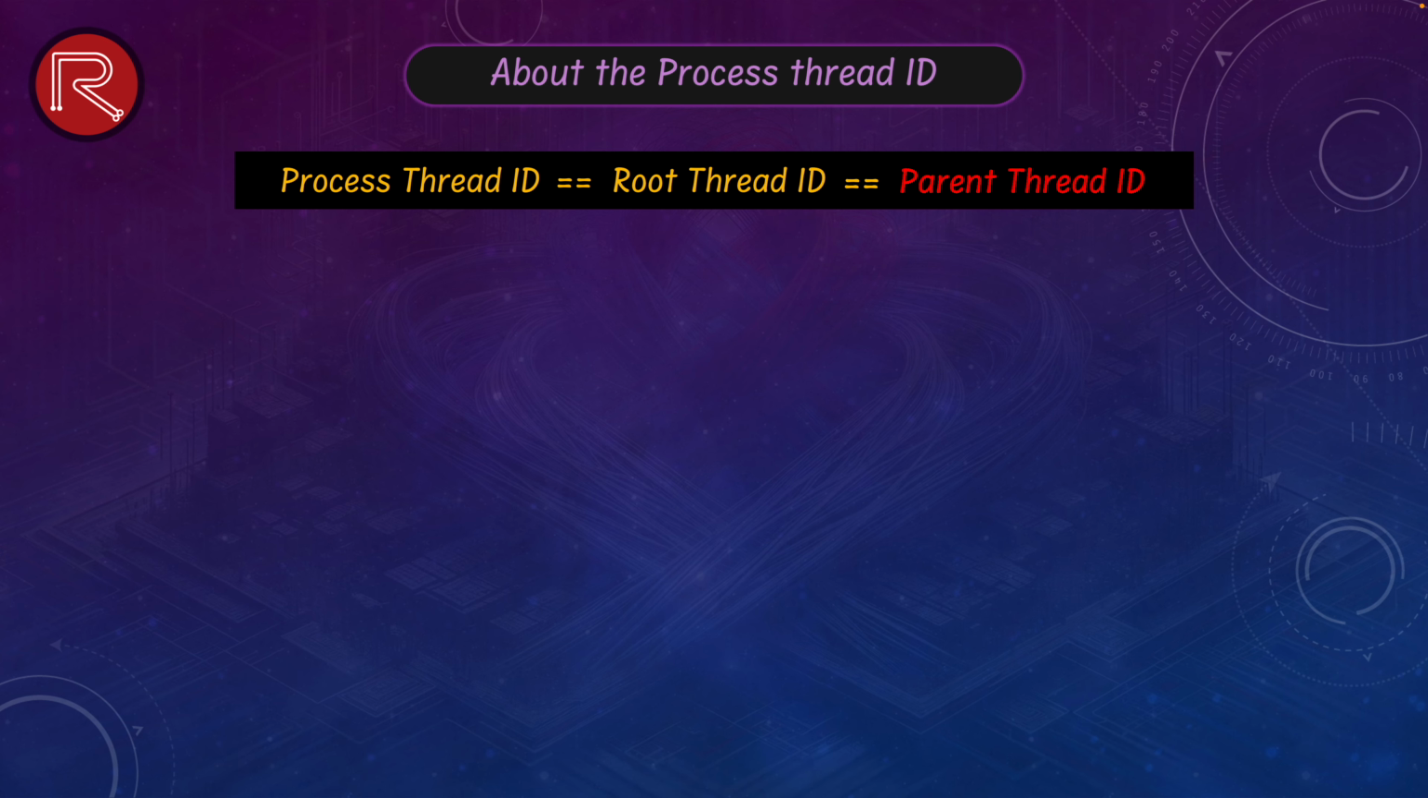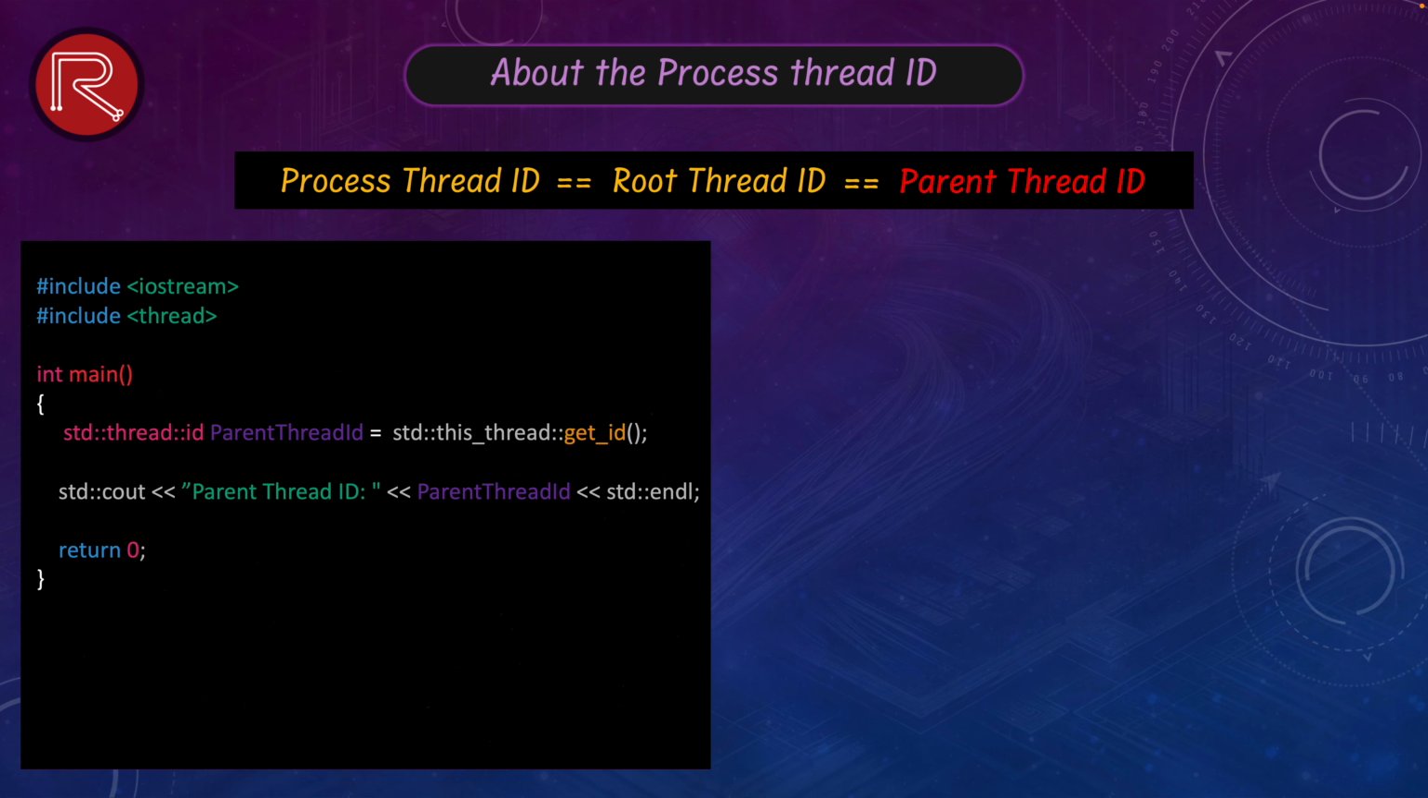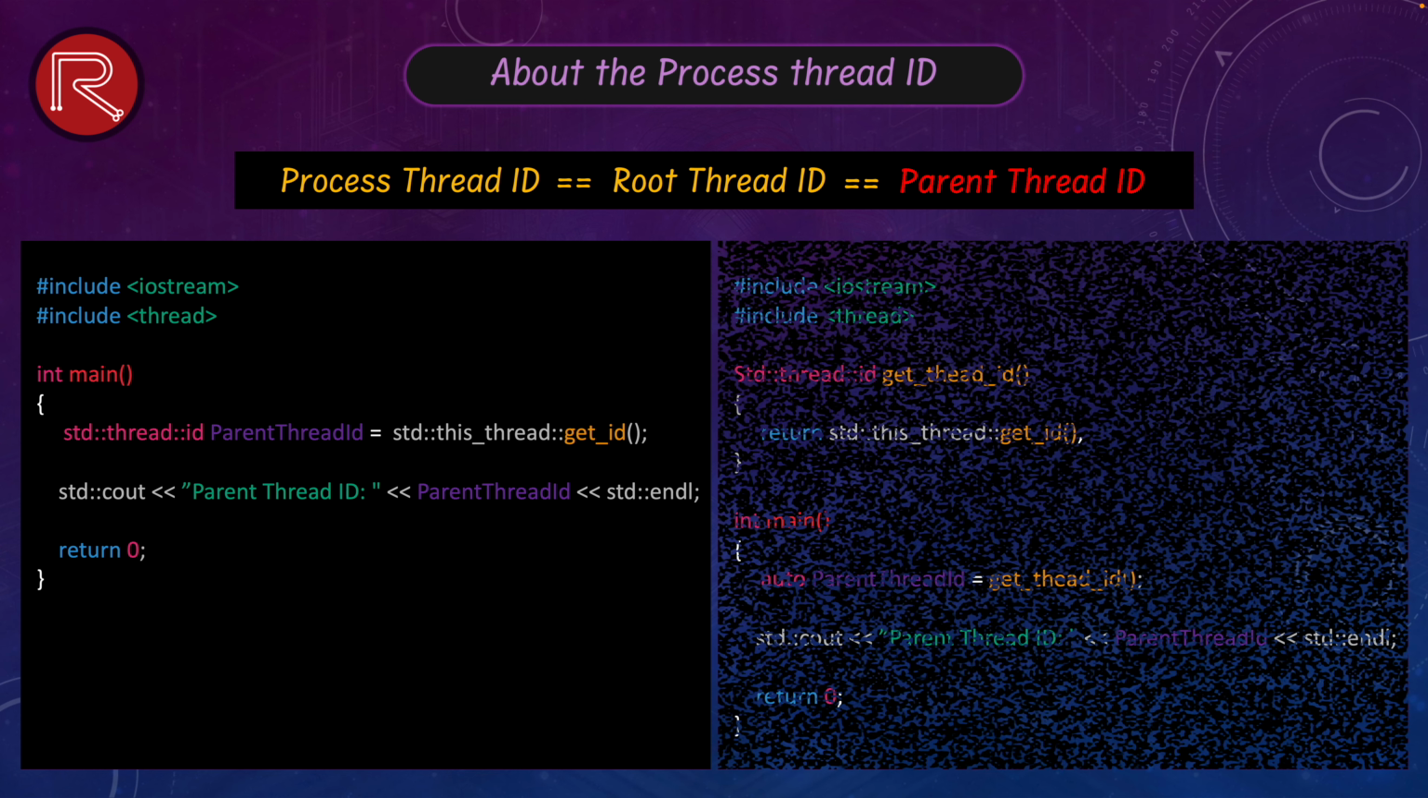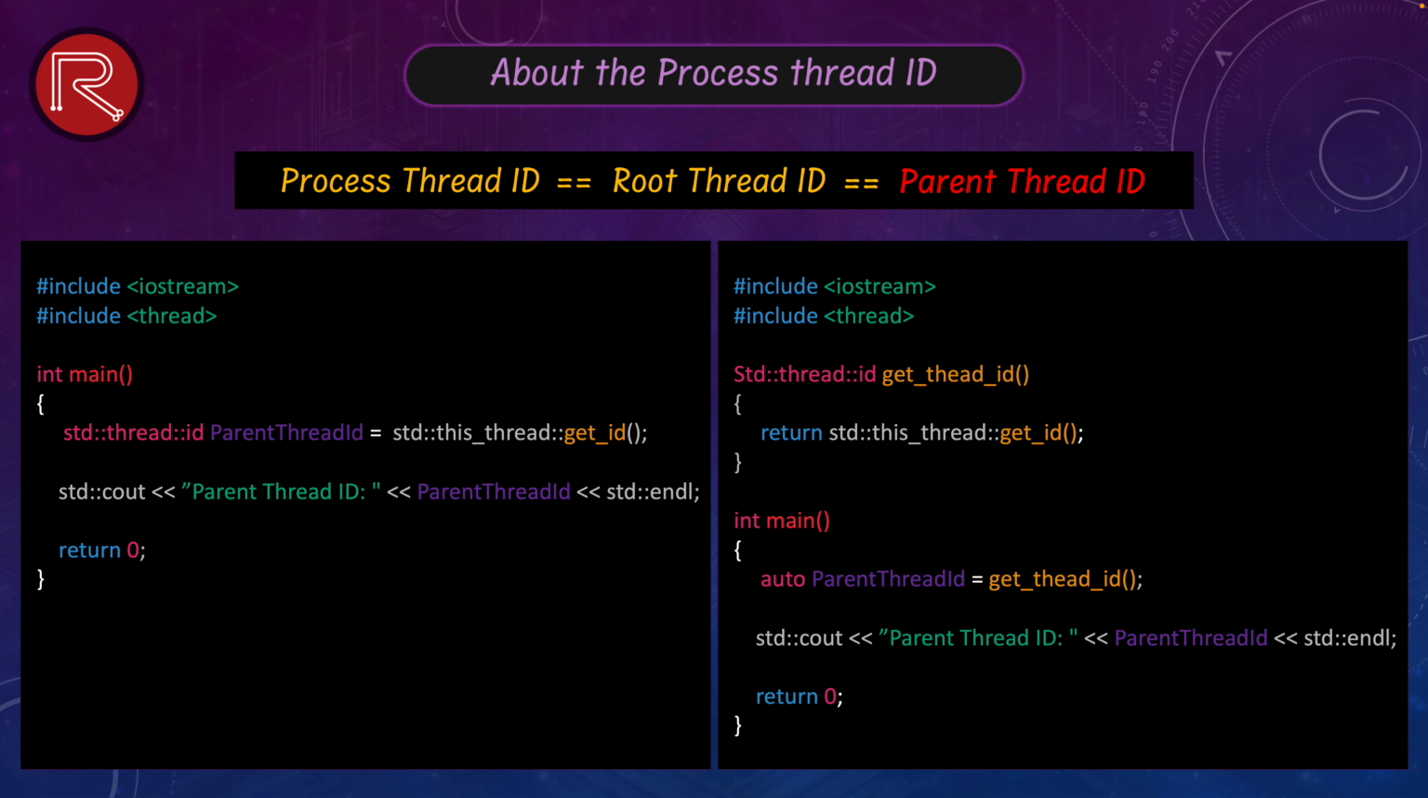In C++, you can get the root thread ID using this code, or this more practical code. You're welcome to test these two samples, but you don't need to worry too much, as you will learn a lot more about it when we start coding.